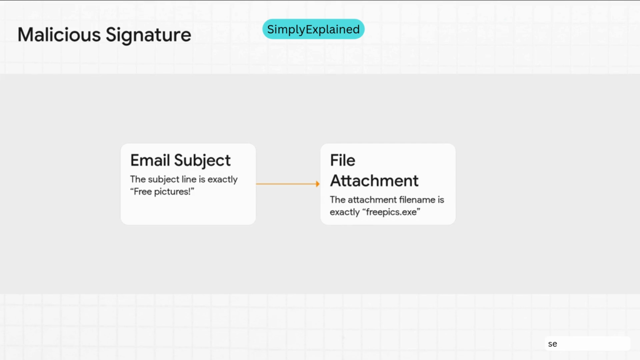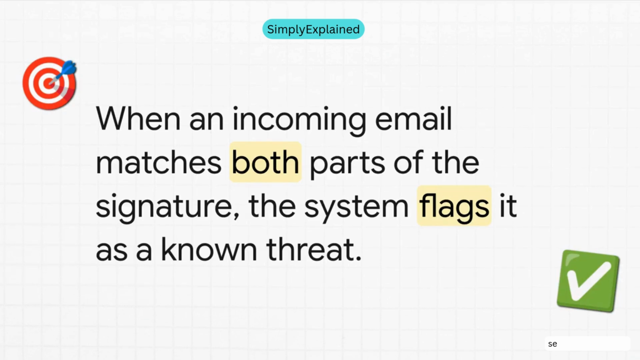So in this case, the signature might be built to look for an email where the subject line is exactly free pictures and the attachment is named exactly freepics.exe. It needs both. So when an email comes into your inbox that checks both of those boxes, bam, the system flags it. It's a perfect match for a known threat, and it gets shut down. A clear, easy win for the good guys.